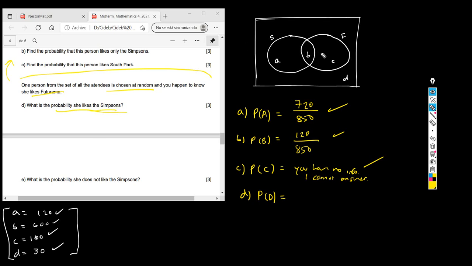Which of these two sections correspond to such an event? This one, right? Because these people like both shows and these people only like Futurama. So the probability that she likes The Simpsons is this many favorable outcomes, which is B, which is 600, over all the people inside F, which is B plus C, 700, because this is your new sample space. You are not allowed to put 850 here anymore, because this is a conditional probability. And that's it.